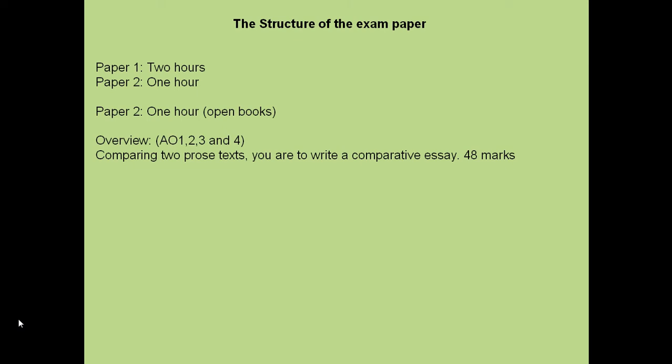It's a 1 hour paper and it's open book as well, as we've said already, and obviously it'll be covering AOs 1, 2, 3 and 4. Your task is comparing two prose texts. You're essentially trying to write a comparative essay which is worth 48 marks.